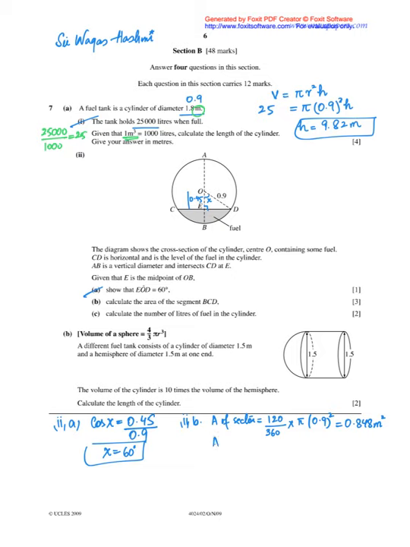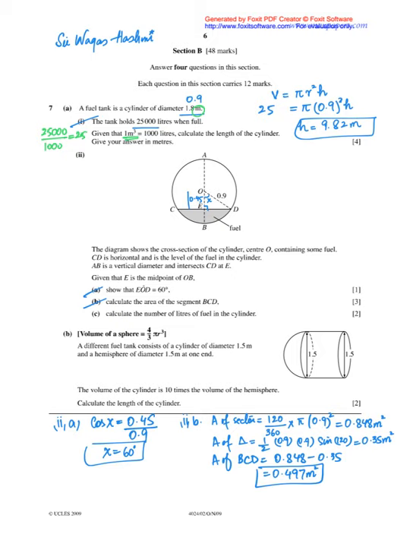After that you need to find the area of the triangle, that is 1 upon 2 ab sine C, right? So a and b are 0.9, that is the radius, and the angle between these two lengths is 120. So that area is 0.35 meter square. And now for the area of segment BCD, you need to subtract. So 0.848 minus 0.35, that is equal to 0.497 meter square, and that is the area of segment BCD.